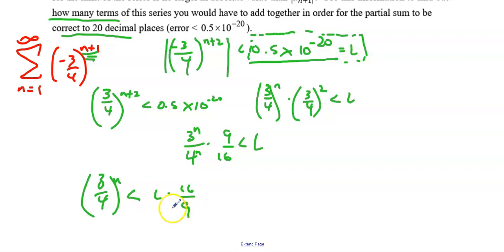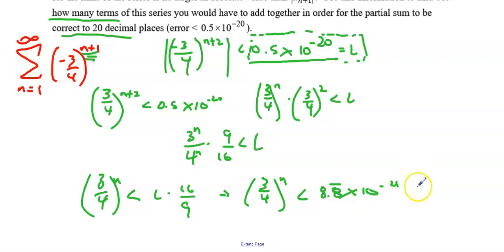Okay? 16/9. And so I'm actually going to go ahead and now write down what that decimal answer is. And then we'll change up the letters. So 3/4 to the n is less than, and so now our new L, so 0.5 times 10 to the negative 20 times 16 over 9, this is definitely a calculator question, would be 8.8 repeating times 10 to the negative 21st. And so let's call this now our new letter M, right?